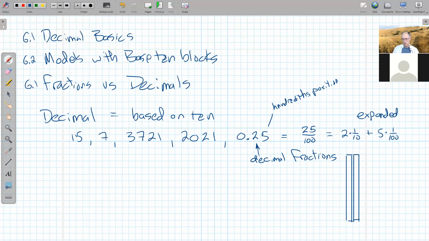So if that's a 10th, then this would be 100th, right? So 1/10, 1/10, and then we can draw out 5 hundredths. And they should be roughly proportional. So it should look like 10 of these make that, and 10 of those make a whole flat from our pieces. So 1, 2, 3, 4, 5. So these are our 5 hundredths.